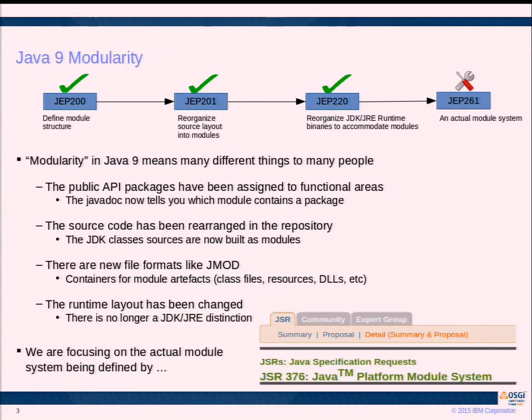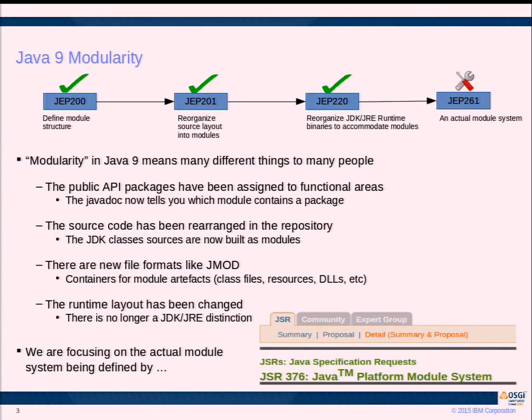Now, modularity in Java 9 means different things to different people, because it's not just the actual resolution of modules that it covers. The Jigsaw project also encompasses restructuring the code base so that functionally equivalent areas are put into the same place in the repository, defining what those functional areas are, and redefining what the JRE and JDK will look like.